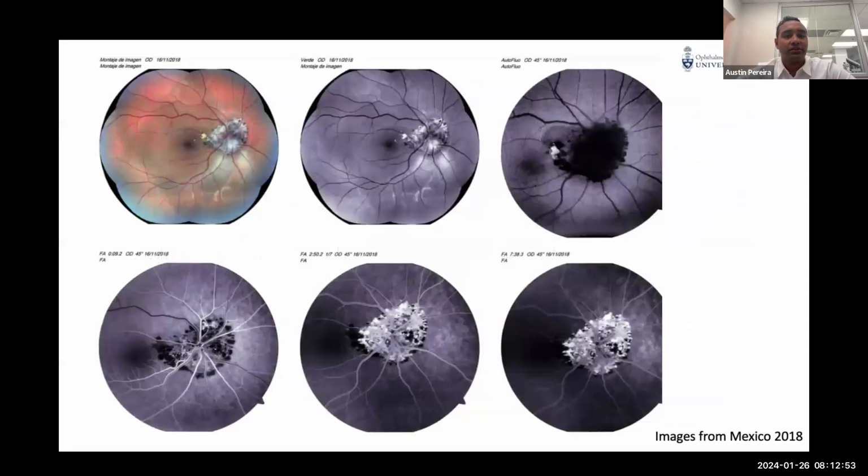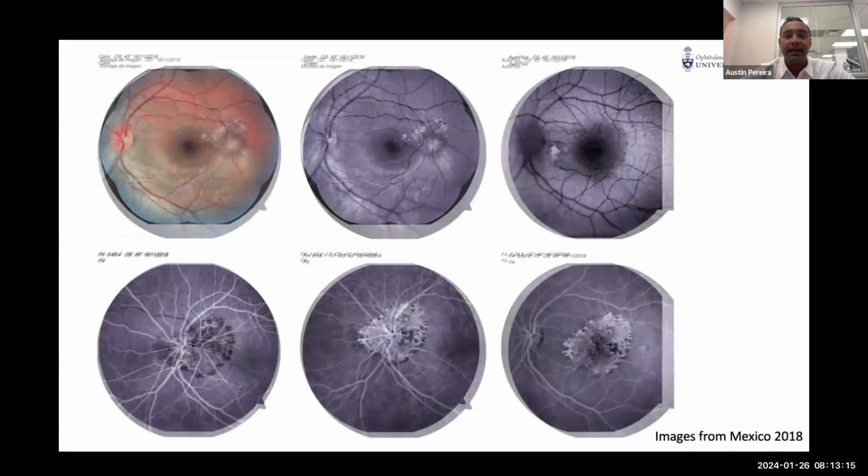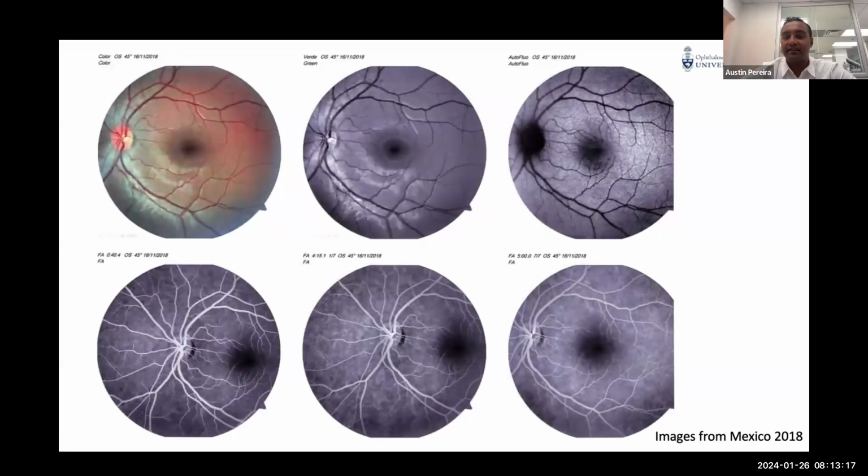Now, Dr. Sharma really worked hard to obtain the images that were taken in Mexico in 2018, and they had this beautiful montage of images, where they had the color fundus photo, red-free fundus autofluorescence, and early, mid, and late photos of the IVFA, where we can see here in the right eye. I'll let you take that all in right now from 2018, as well as the normal images from the left eye.